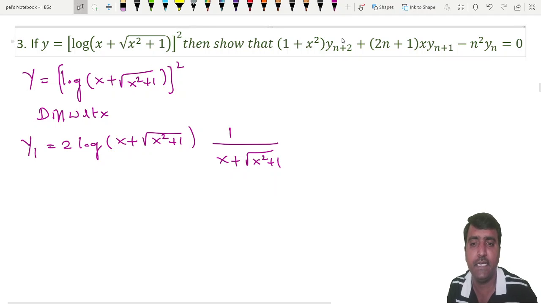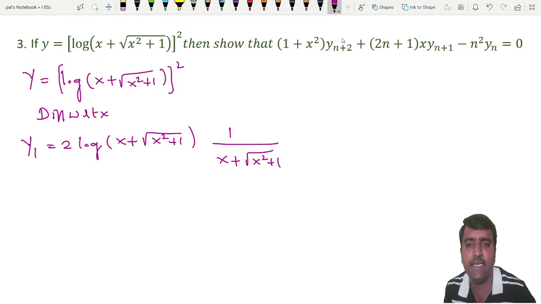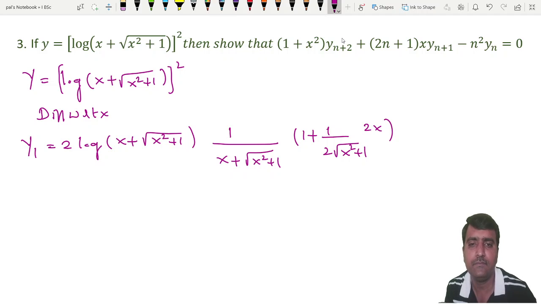Again we need to differentiate x plus root of x square plus 1, because it is a function of a function. Differentiation of x is 1. Differentiation of root of x square plus 1 is 1 by 2 root of x square plus 1, and then the inside function x square plus 1 differentiates to 2x. Now we can cancel this 2 and 2.